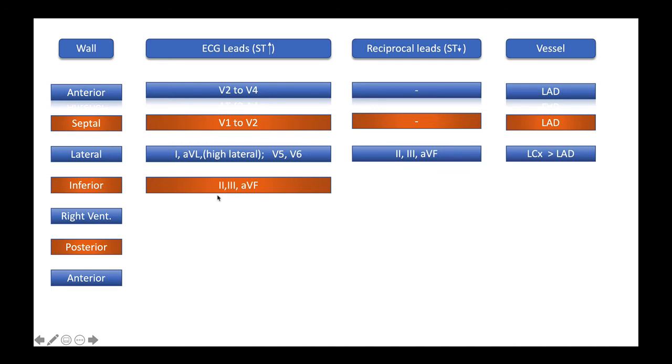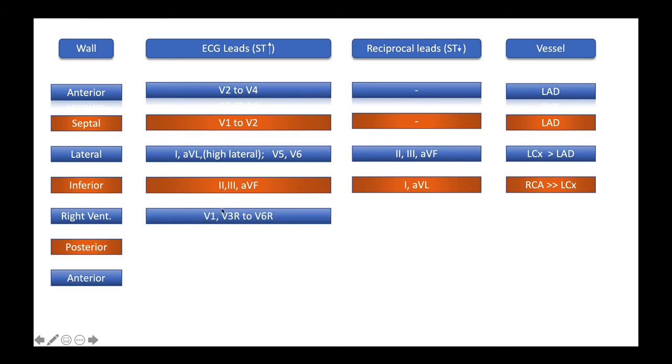Your inferior leads are 2, 3 and AVF. So if you see ST elevation in 2, 3 and AVF, it is suggestive of an inferior wall infarction. And here you can see your reciprocal changes taking place in 1 and AVL, and sometimes in severe cases you might see them on the anterior leads. Blood supply, as I told earlier, the right coronary artery is usually the artery which supplies the inferior wall, but sometimes branches of the left circumflex artery can also supply the inferior wall.